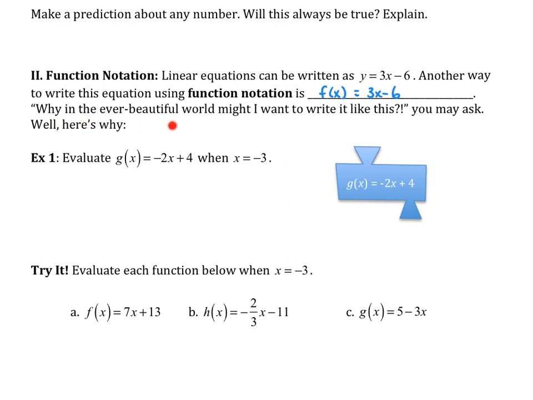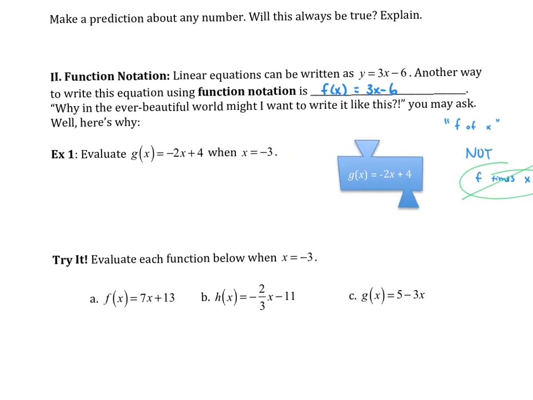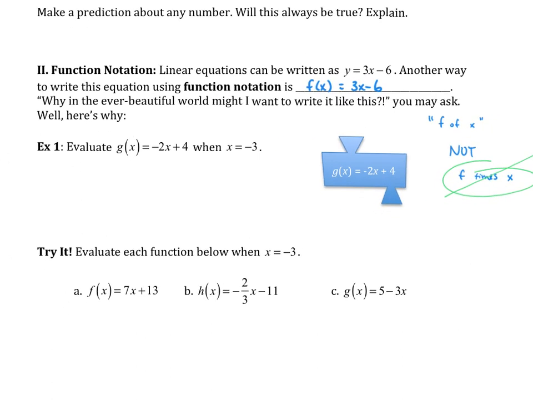Why in the ever beautiful world might I want to write it like this, you may ask? Well, here is indeed why. The y is now substituted with this f of x. And just to recall how it's read, we read it like this: f of x. It does not mean f times x, okay? So try not to say f times x, because this is function notation. The valuable part of this is that you get to see your input and your output simultaneously.